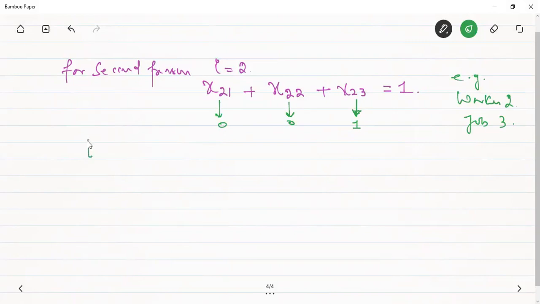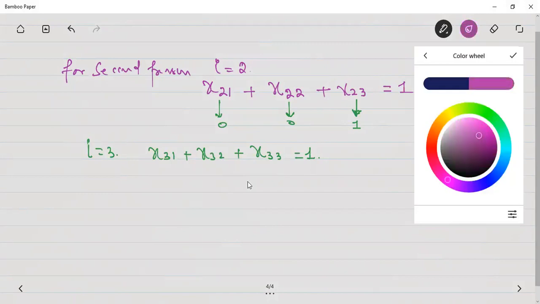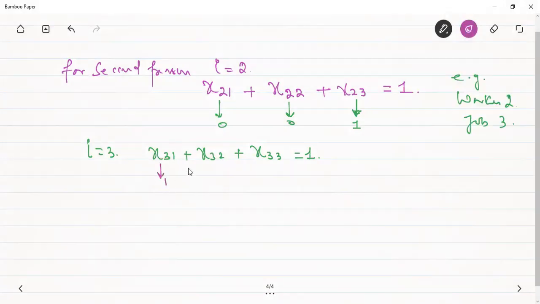Similarly, if I'm talking about the third person, again, this summation should be equal to 1. These x31, x32 won't take any decimal values. They will either take 1 or 0. Suppose job number 1 is left, and that has been assigned to worker number 3, then this will be equal to 1.